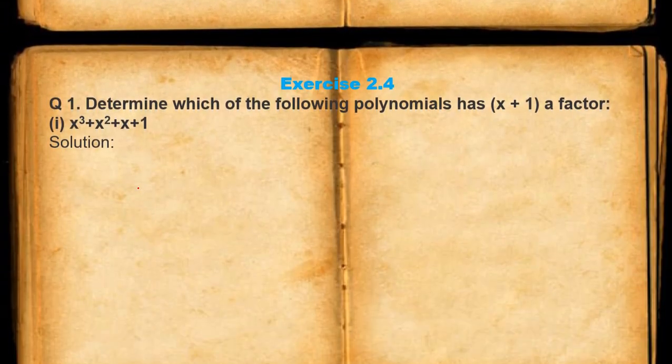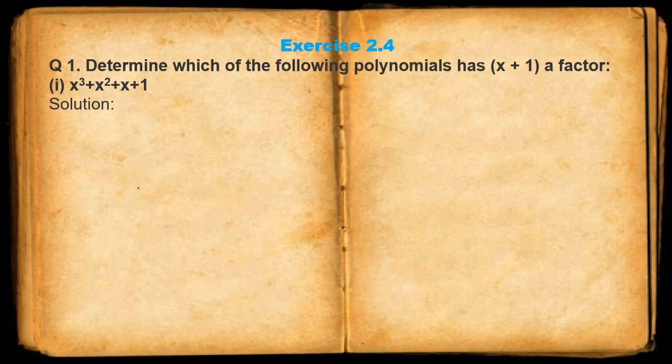Now let's solve one of the problems based on the factor theorem. Here we have to determine which of the following polynomials has x plus 1 as a factor. The polynomial given is x cube plus x square plus x plus 1. Now in this we have to find out whether x plus 1 is a factor. If x plus 1 is a factor, that means we have to get remainder equal to 0. Correct.